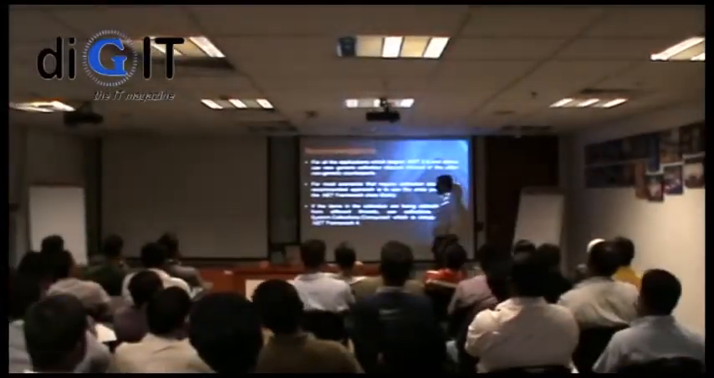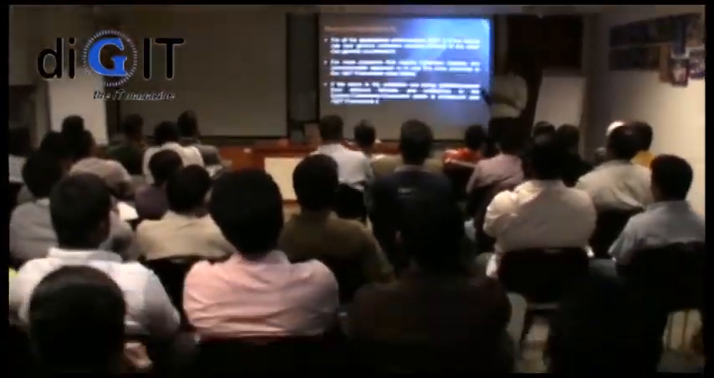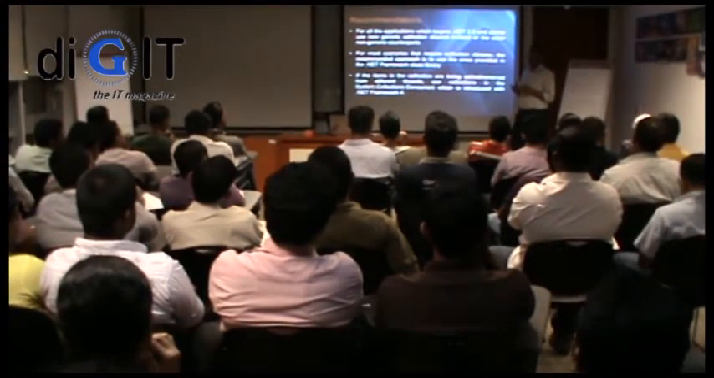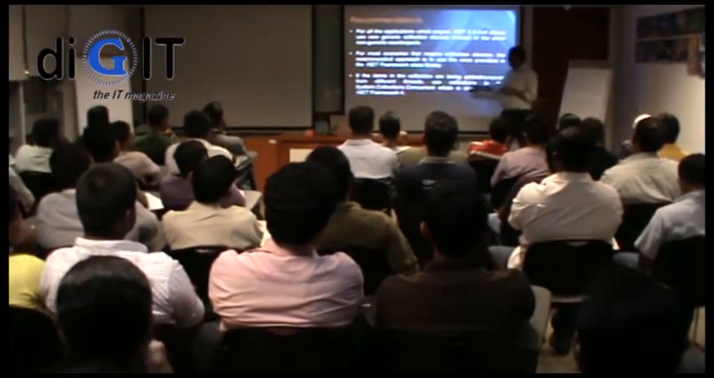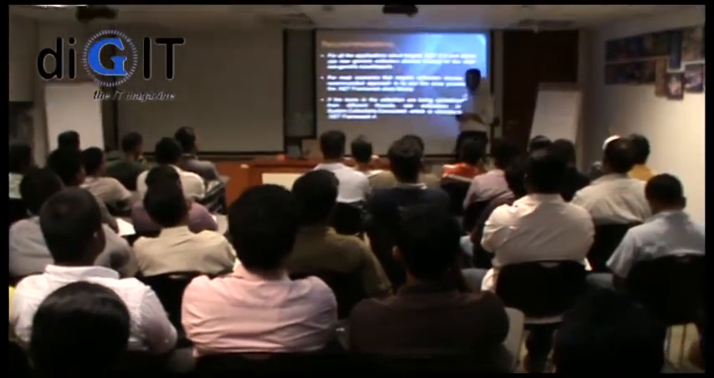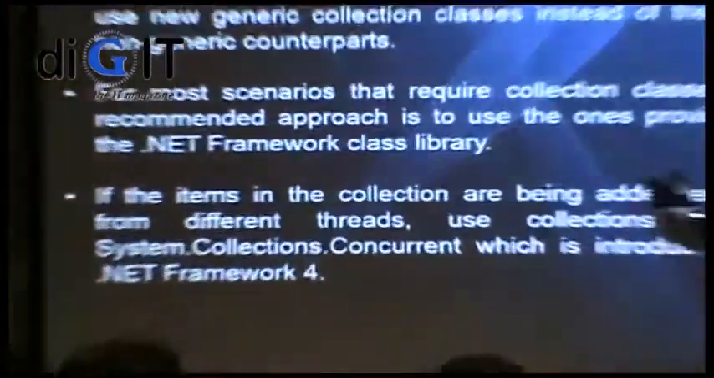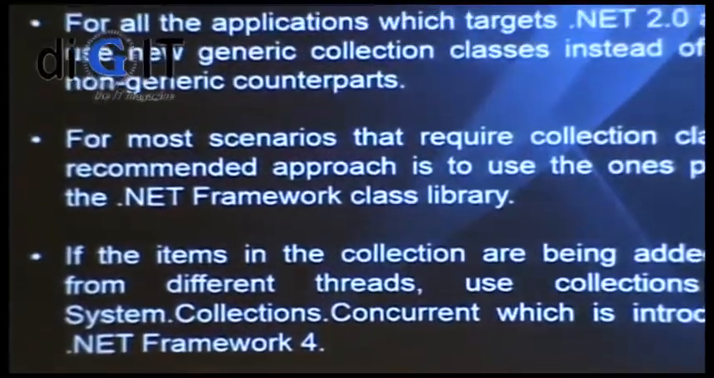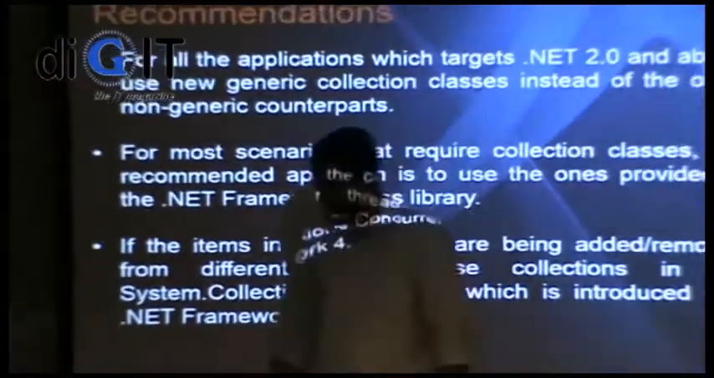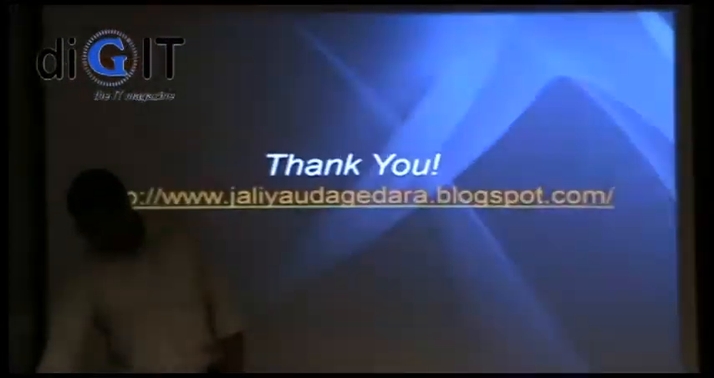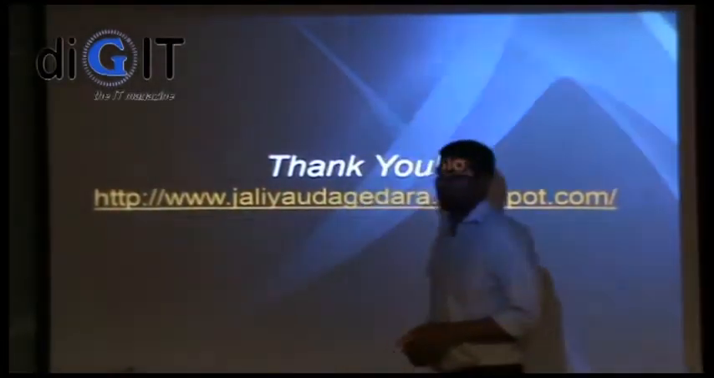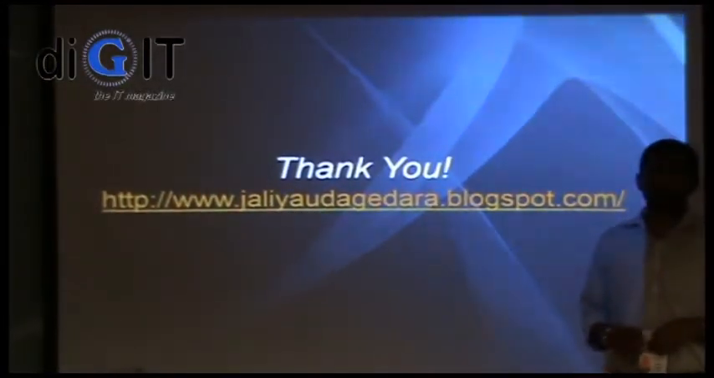And the other thing is, let's say your generic collection class is accessed by several threads. If that is your scenario, use the generic collections in the System.Collections.Concurrent namespace, which was introduced in .NET 4.0. Right. So that's all. If you have any questions, please do ask.